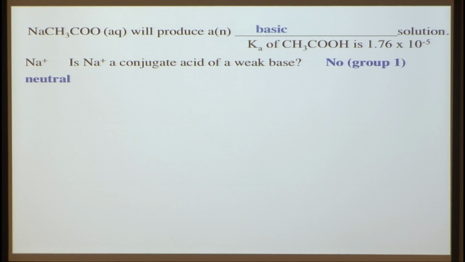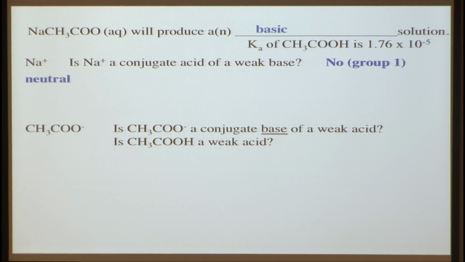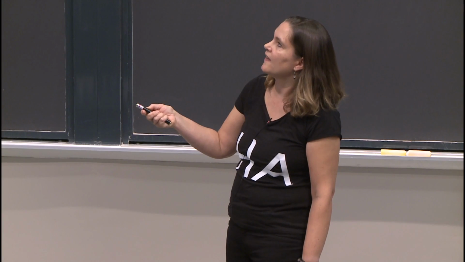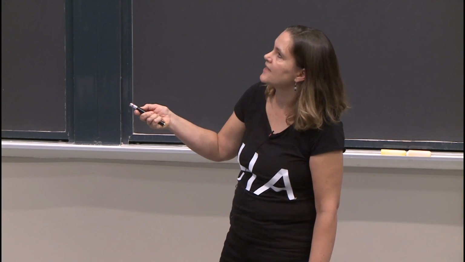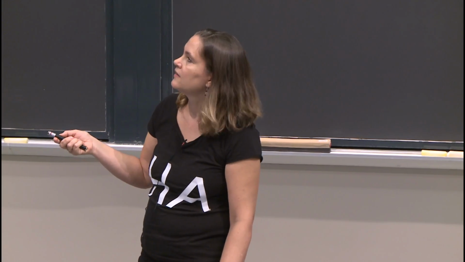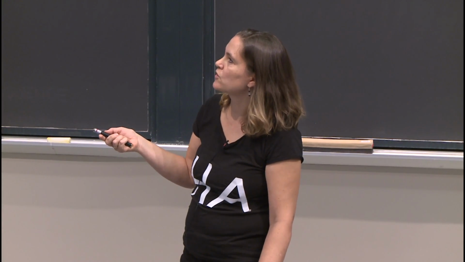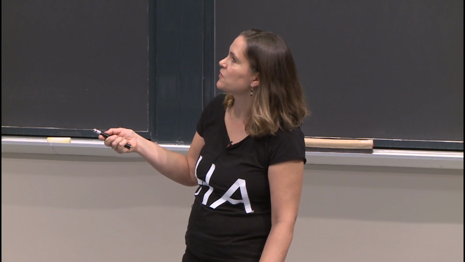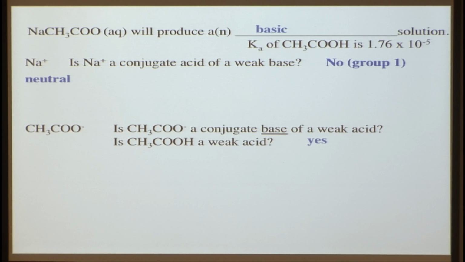So let's look at the second part, CH3COO-. This can be divided into Na+ and CH3COO-. And then we ask, is this a conjugate base of a weak acid? Or we could ask the other question, is the acid over here a weak acid? And the Ka for that was given. So is that a weak acid or a strong acid? Weak. Yes. So the answer is yes, it's weak. And so its conjugate base would also be a weak base. And so therefore, this will be acidic.